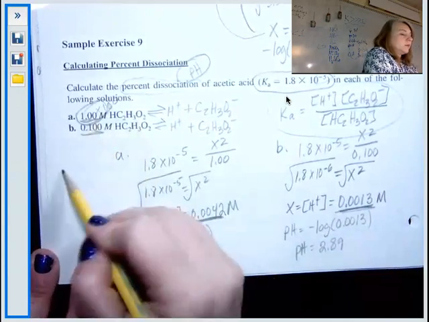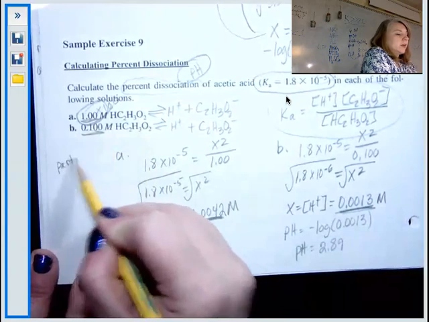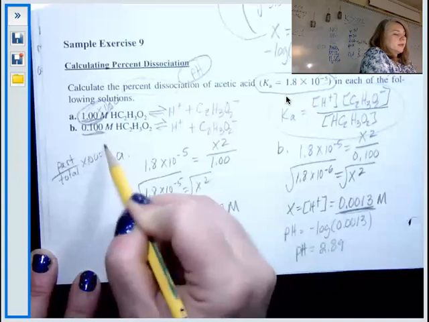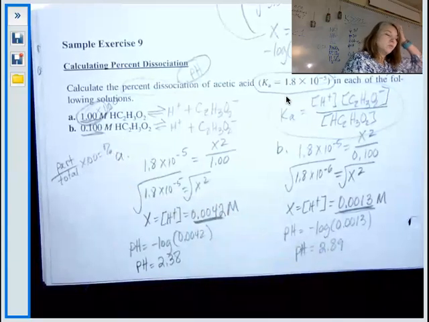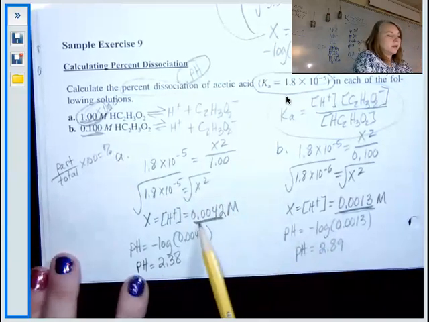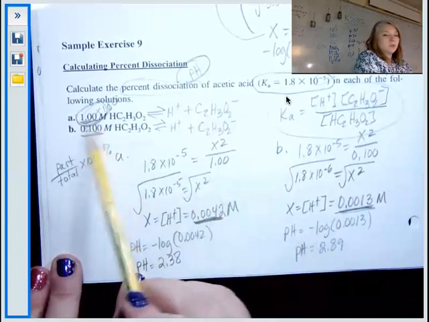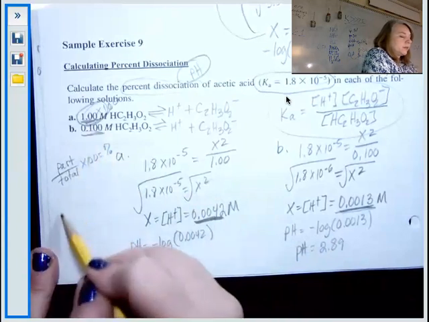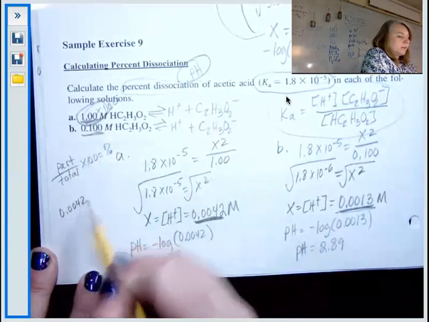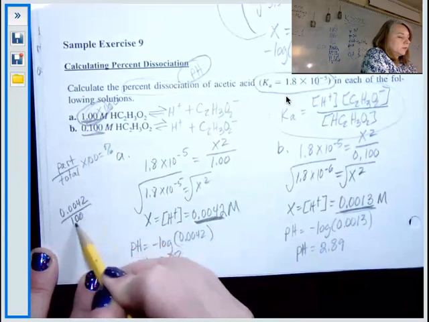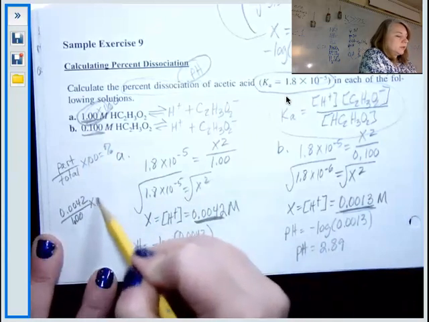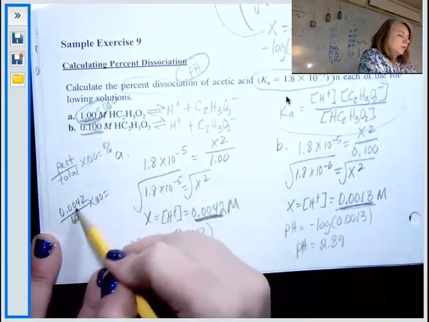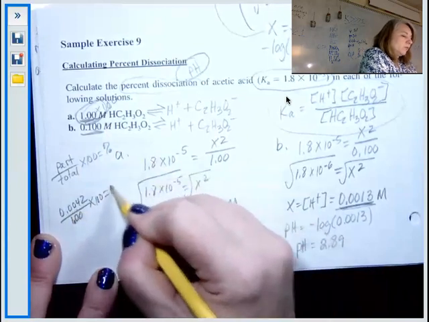Anytime you do a percent, it's always part divided by the total times 100. It's going to give you percent. So same way with percent dissociation. What part dissociated? Right here, your total. This is how much you originally started with. So on this first one on A, I'm going to take 0.0042 divided by 1 times 100, which is basically just moving my decimal point over 2 spaces, that'd be 0.42%.